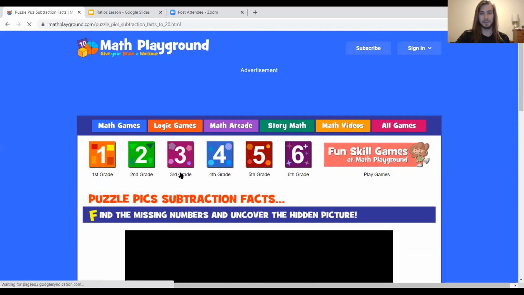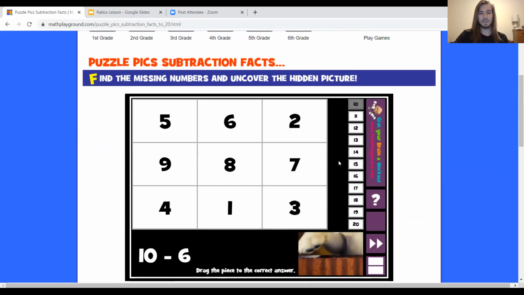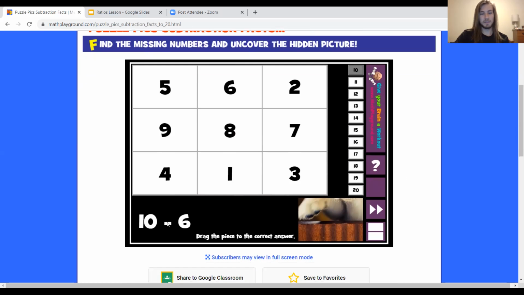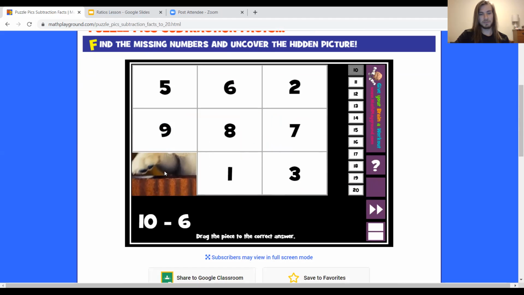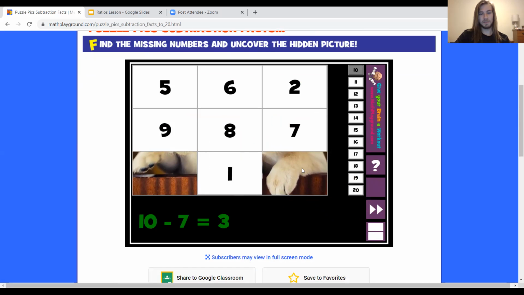I tried this out earlier. And this is kind of like a little puzzle. It gives you a fact right here, like this is 10 minus 6, and you want to drag this piece to whatever the solution is. So we have to figure out what 10 minus 6 is. That would be 4, so we're going to place it right here. And then 10 minus 7, we'll figure out where that goes. It's going to be 3.